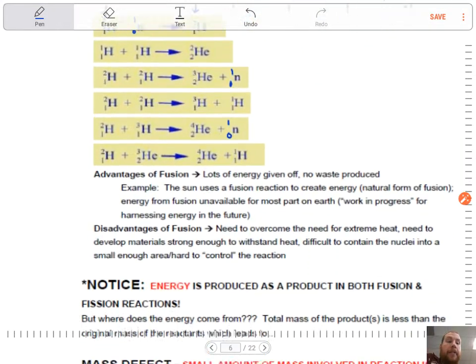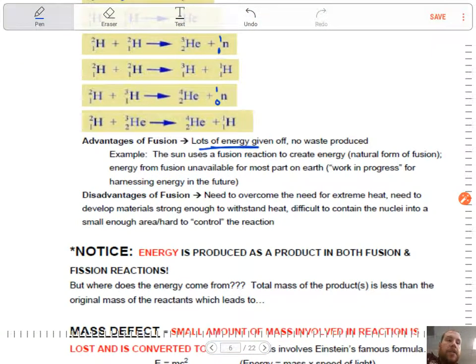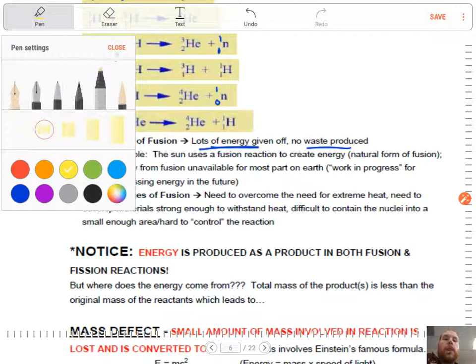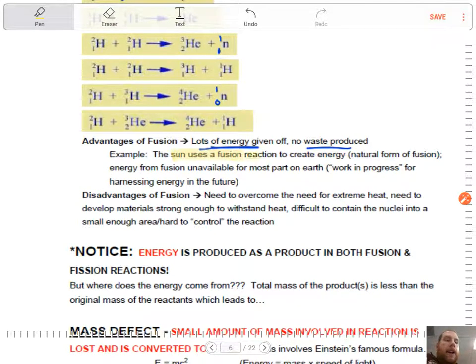So they're the opposite. Now, advantages of fusion: lots of energy given off. There is no waste that is produced with fusion. The sun is the best example of this. Make sure you are aware of the sun, because it uses that fusion reaction to create energy. It's a natural form of fusion, and it's unavailable for the most part on Earth because it takes so much energy. It takes a lot of heat, and that's one of the disadvantages of fusion, that you need extreme heat to get this energy reaction to happen.